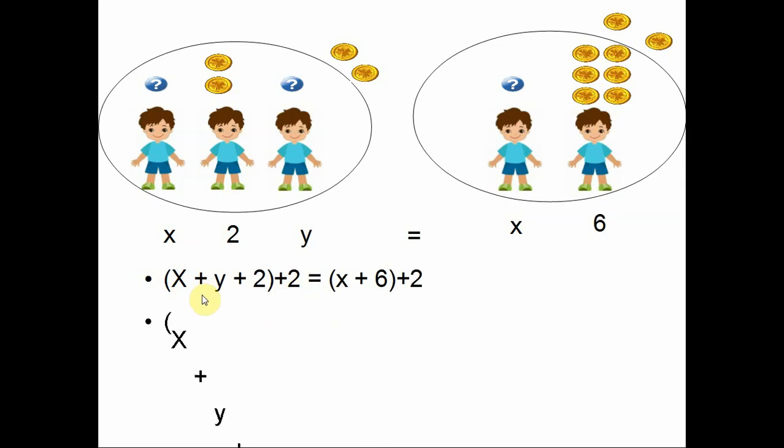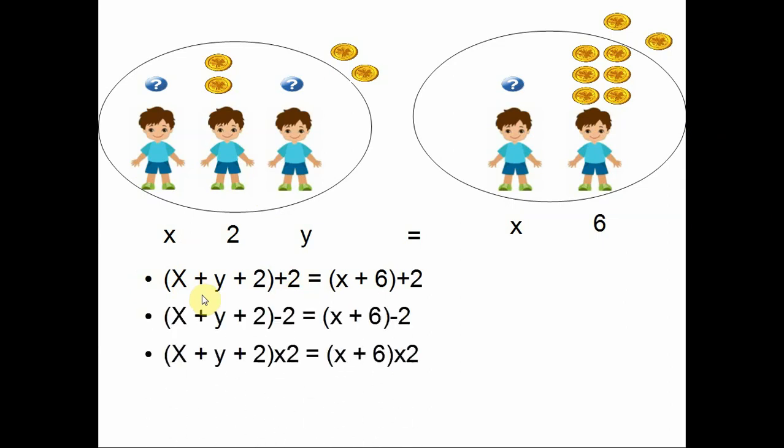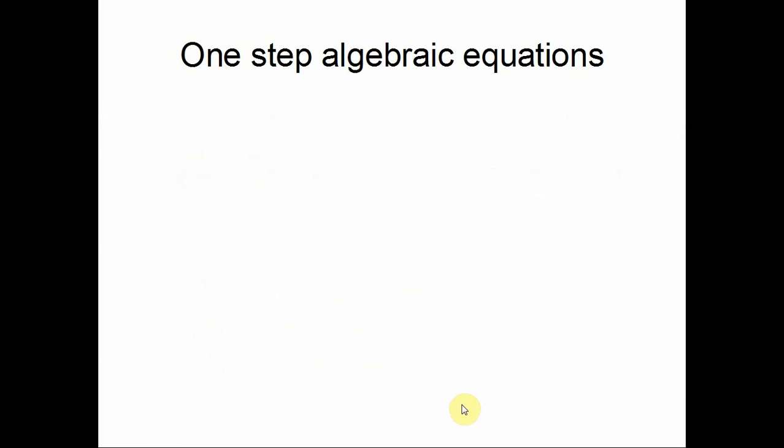It happens for subtraction, multiplication, and division. What you should remember is that addition, subtraction, multiplication, or division needs to happen over the whole expression. Then only this equality is valid. Let's move on. Let's talk about one-step algebraic equations and their solutions.